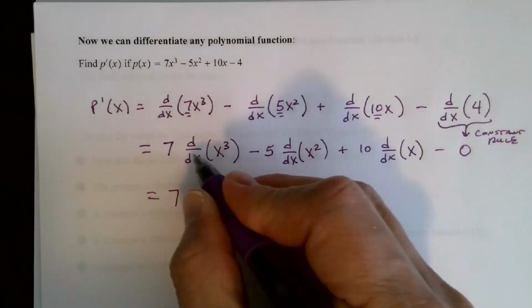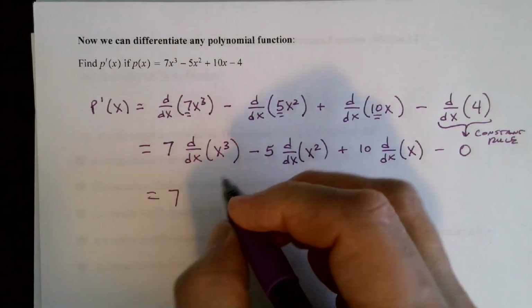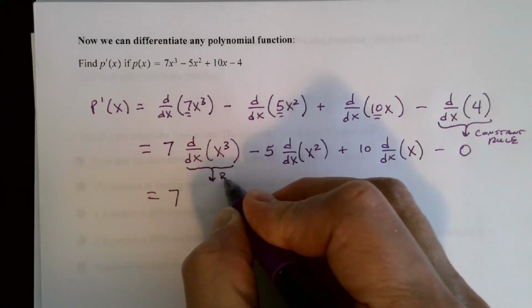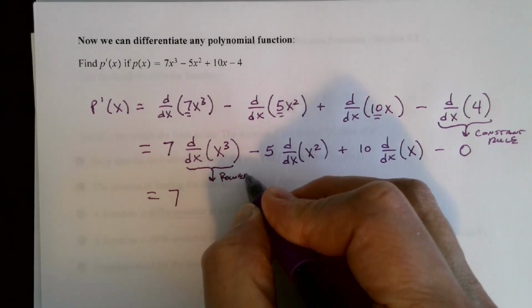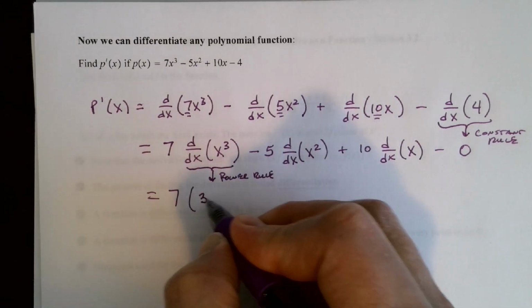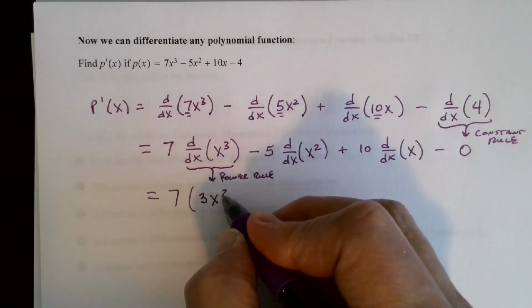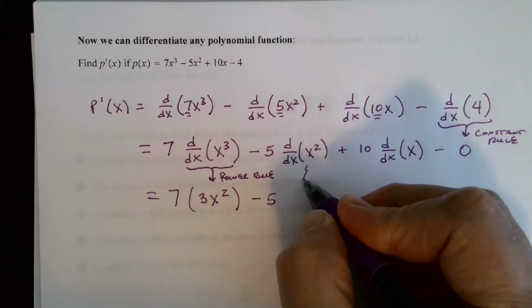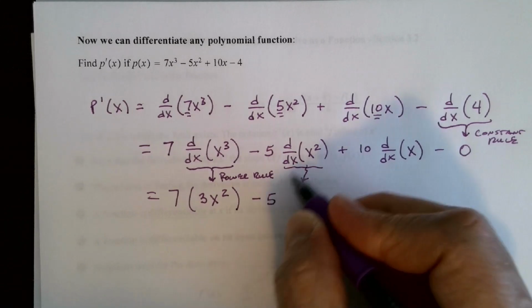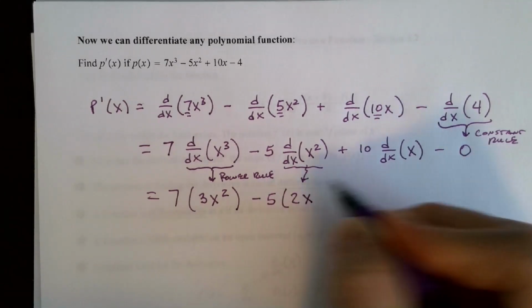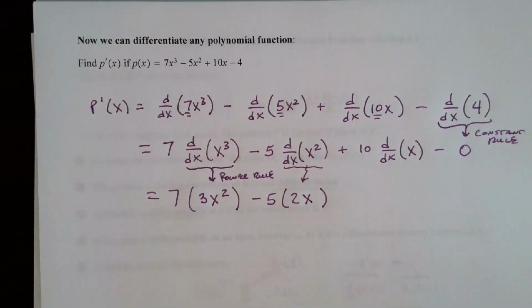What's the derivative with respect to x of x cubed? That's the power rule, right? Bring the 3 down and subtract 1 from the power. Minus 5 times what? This is also the power rule, right? The derivative with respect to x of x squared, bring the 2 down. X to the first power, it's just 2x.